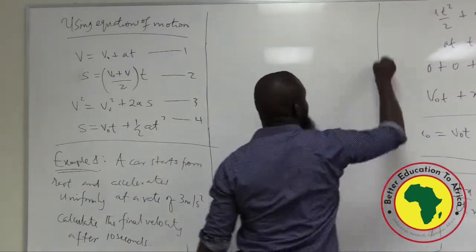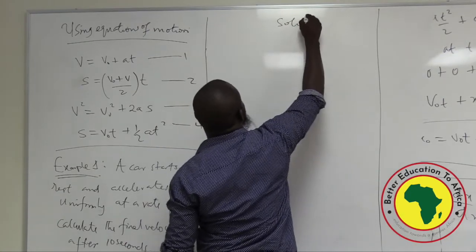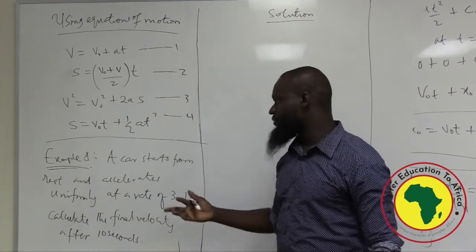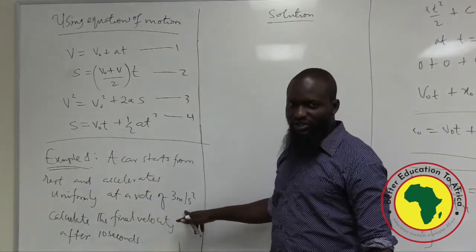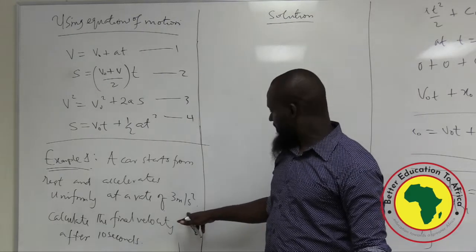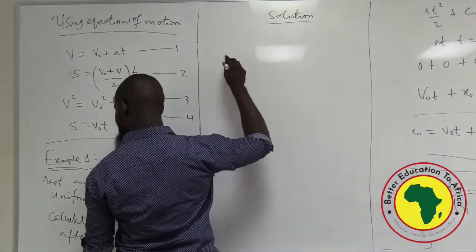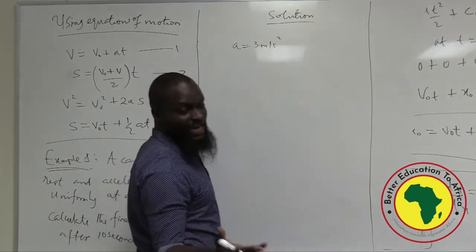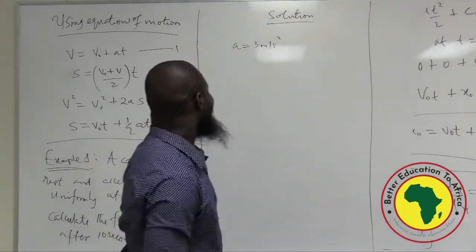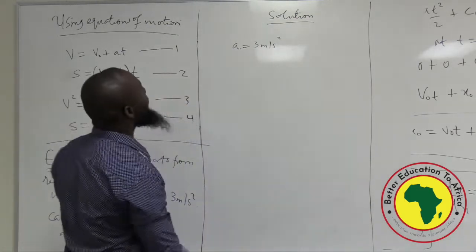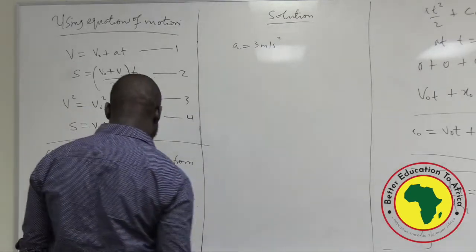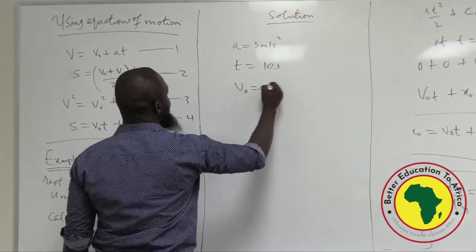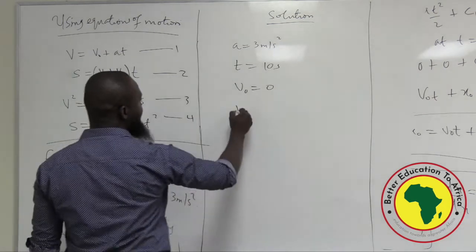So what you do, first of all, is you write out all the parameters you are given. Don't confuse the units. Sometimes they will not tell you it's an acceleration, they just tell you it moves at 3 meters per second squared. So this tells you it's an acceleration from the unit. So we have acceleration is 3 meters per second squared. You say square, I say squared, it's the same thing. Then, the time taken is 10 seconds. v naught is 0 because it starts from rest. I'm looking for final velocity v.